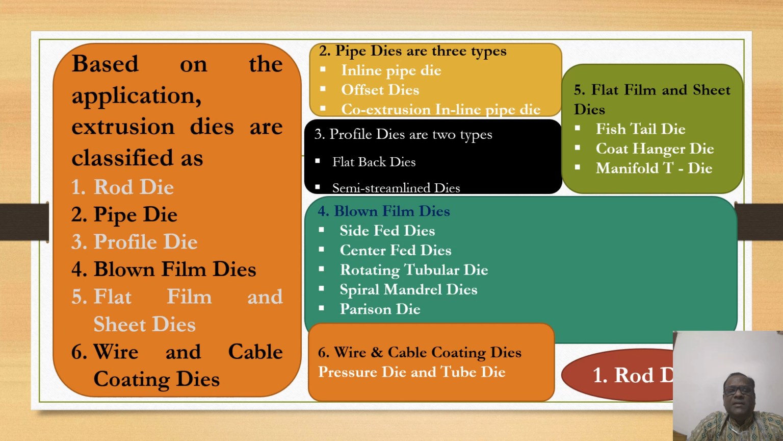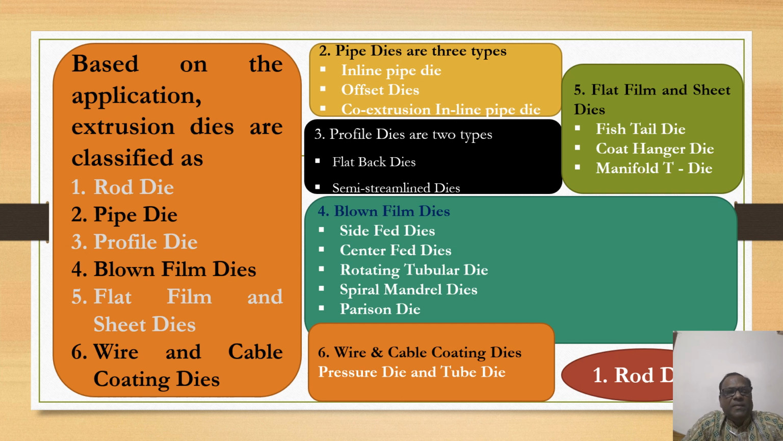Number one is side fed die, the second one is center fed die, third one is rotating tubular die, fourth one is spiral mandrel die, and the fifth one is Parisian die. Blown film dies are 5 types.